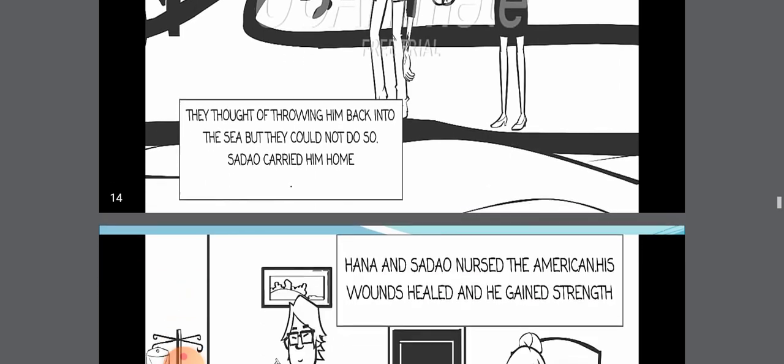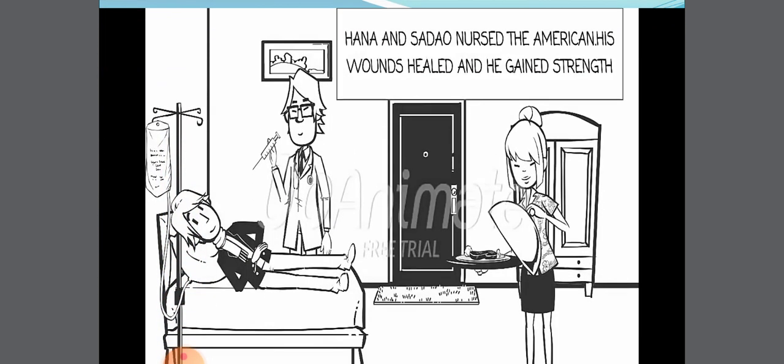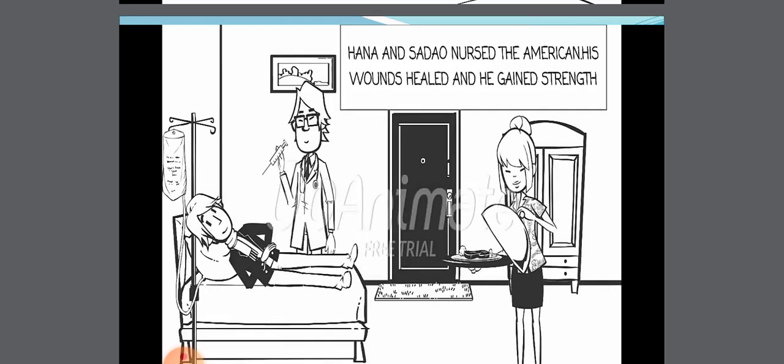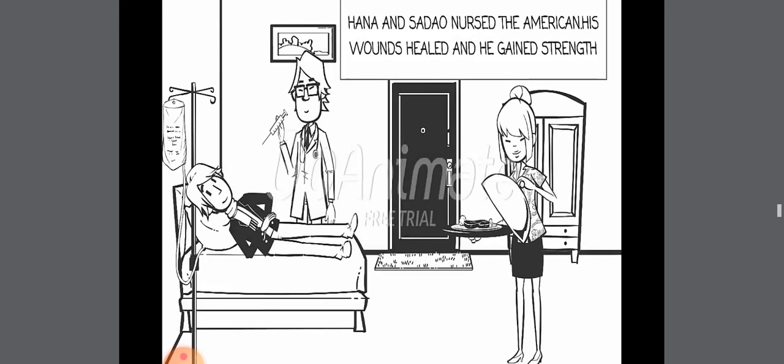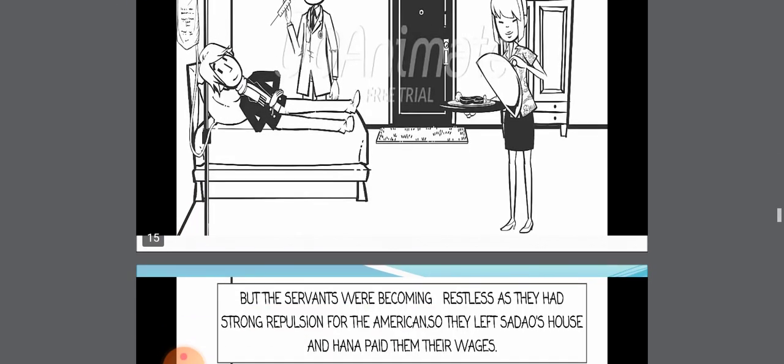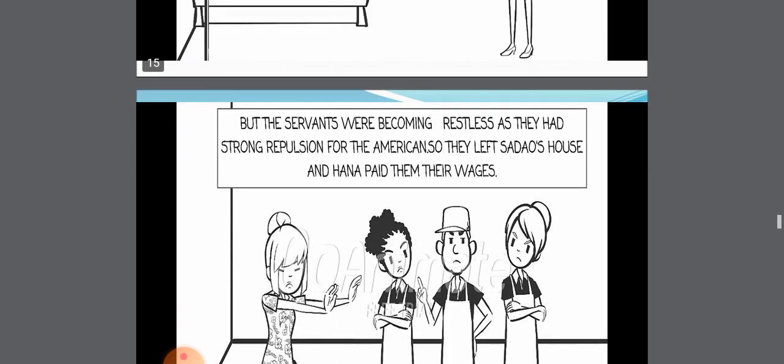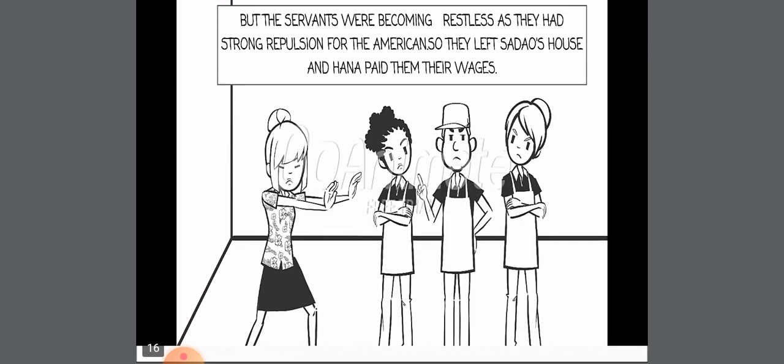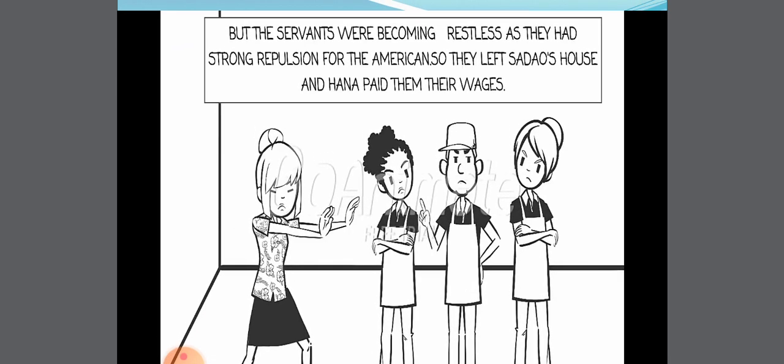Sadao carried him home. Hana and Sadao nursed the American. His wounds healed and he gained strength. Slowly, after treatment and everything, the American soldier was coming to his senses and recovering well. But the servants were becoming restless as they had strong repulsion for the Americans. So they left Sadao's house and Hana paid them their wages.